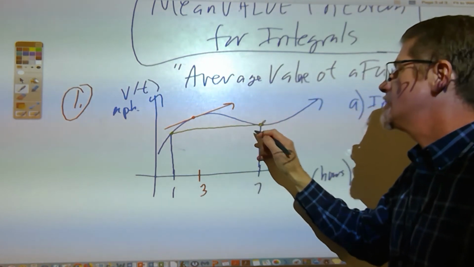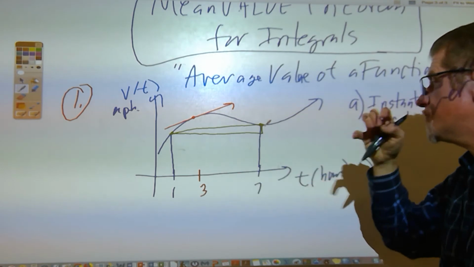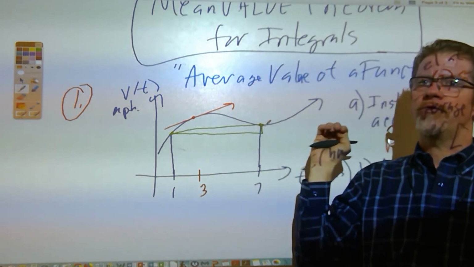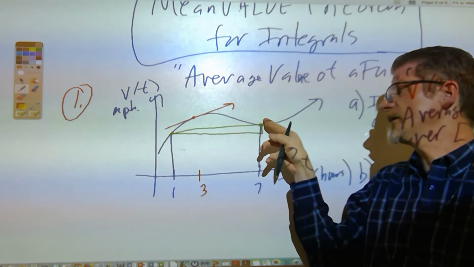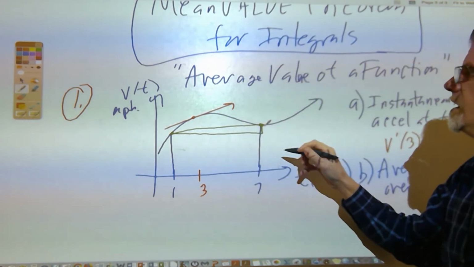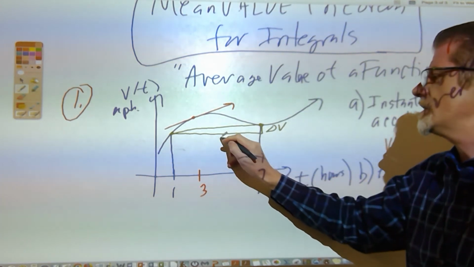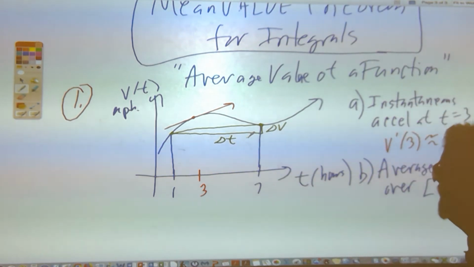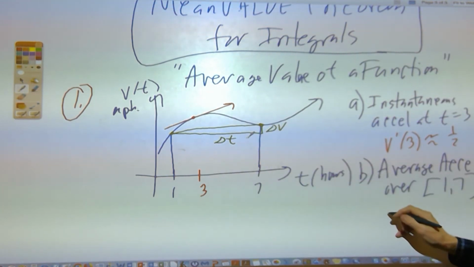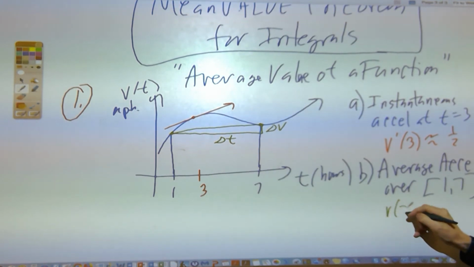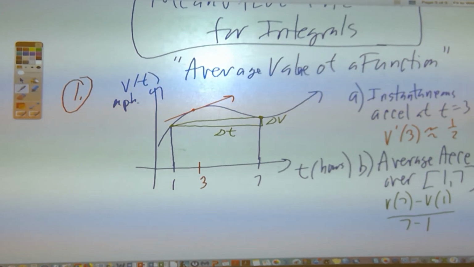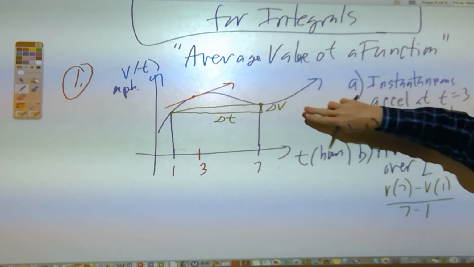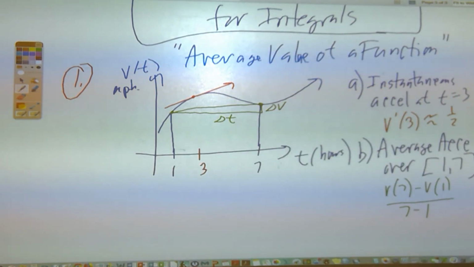And that one isn't too fancy. We've done that before, like when I gave you a position function to find average velocity. Given position, you can find average velocity by taking change in position over change in time. But this is a velocity function, so we could take the change in velocity divided by the change in time. That would just be the slope of the green line. We could take velocity at time 7 minus velocity at time 1, divided by 7 minus 1. That's how we would answer the average acceleration question.